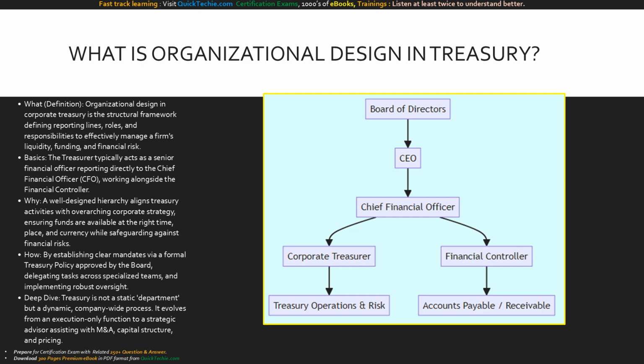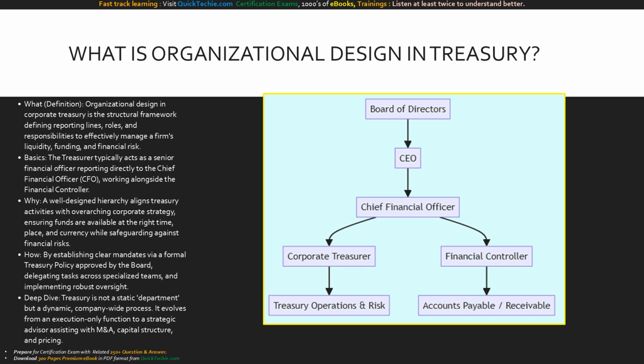Take a look at the diagram on your screen. This flowchart maps out the classic, high-level reporting hierarchy of a corporate finance organization. At the top, you have the board of directors overseeing the CEO. The CEO then relies heavily on the Chief Financial Officer, or CFO. Notice how the hierarchy branches out under the CFO. The corporate treasurer and the financial controller occupy distinct, parallel branches.